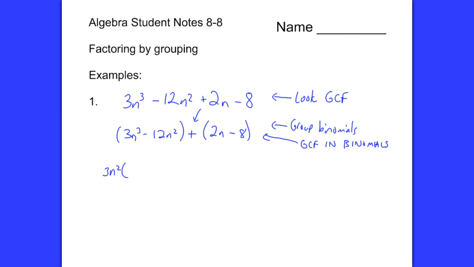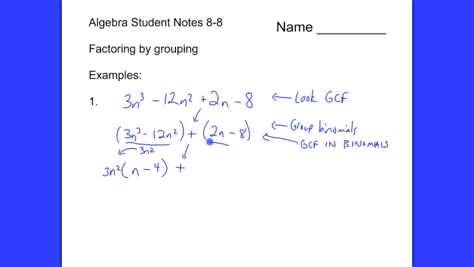The common factor is 3n squared, because I want you to divide out 3n squared here. So you can see that 3n squared goes out front. 3 divided by 3 is 1. N cubed divided by n squared is just n. So you have n minus, 12 divided by 3 is 4, n squared divided by n squared is just 1. So it's 3n squared times n minus 4. Bring down this plus sign.